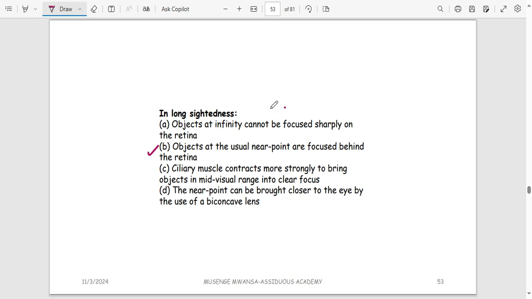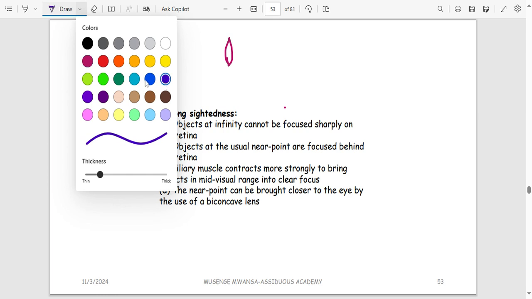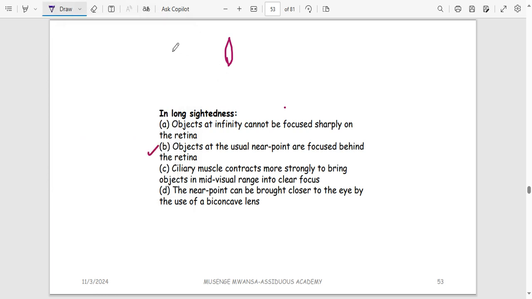Okay, let's look at the rest of the options. Let's start with option A. Objects at infinity cannot be focused sharply on the retina. Actually, for objects at infinity, those are the ones that you can see well. We basically use 6 meters. So if, let's say, here is our lens for the eye, objects greater than 6 meters, you consider the rays to be parallel, same as though they are at infinity.